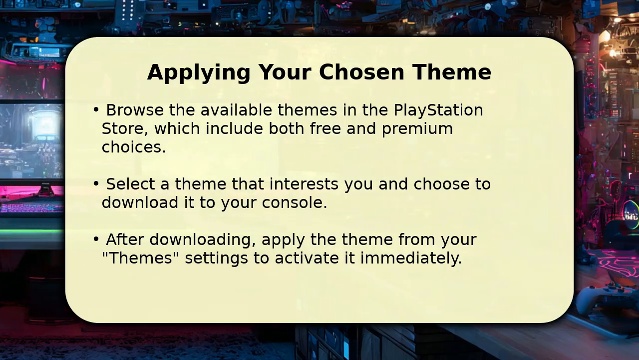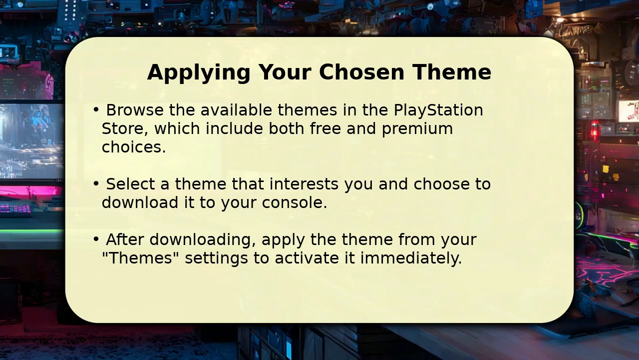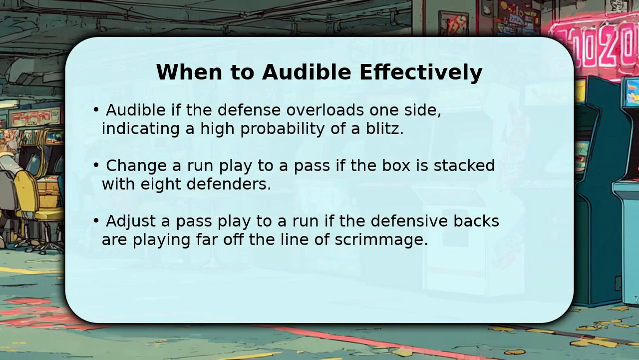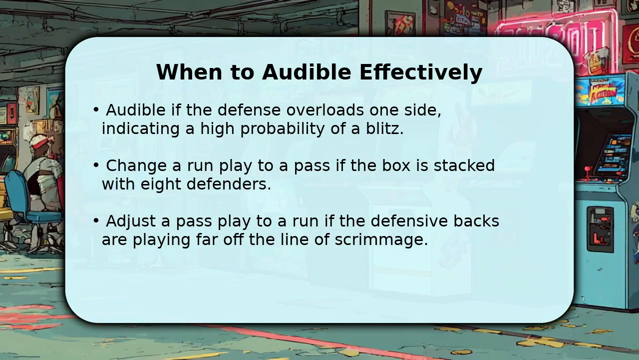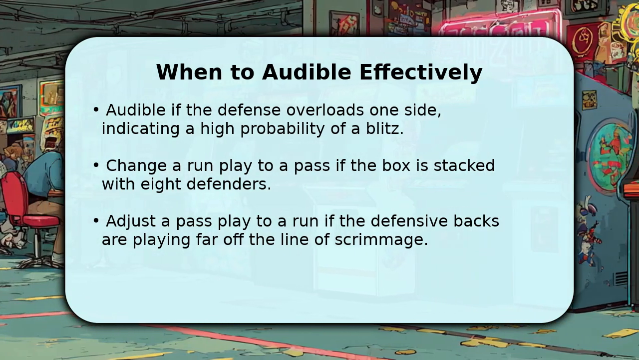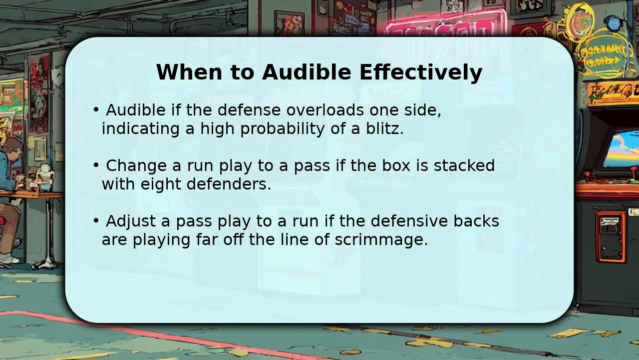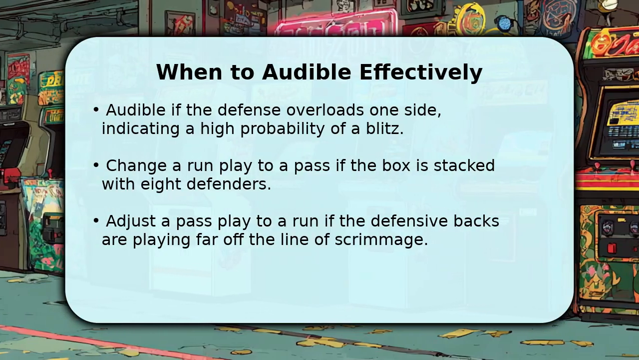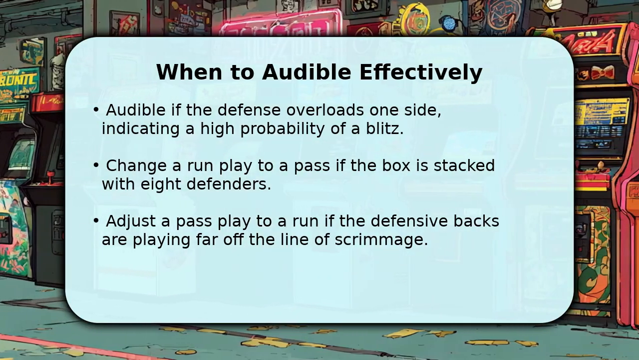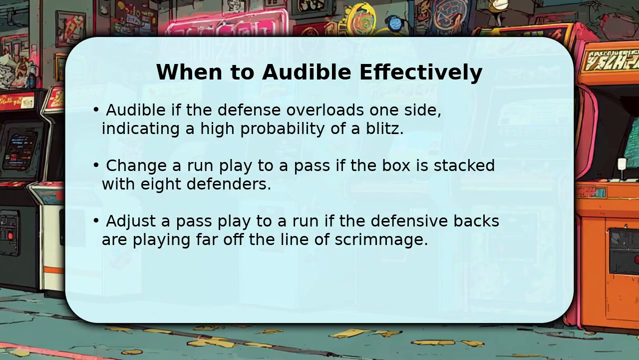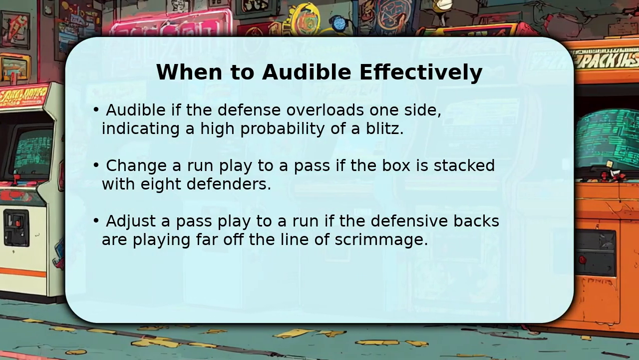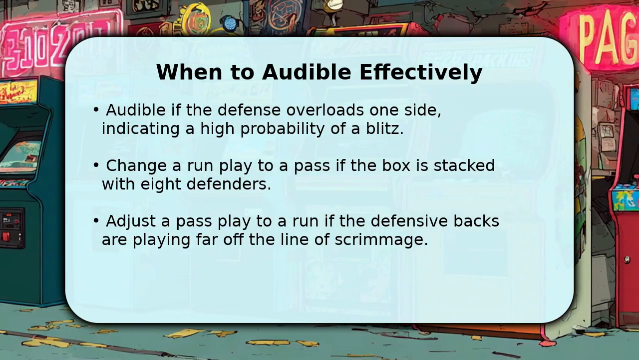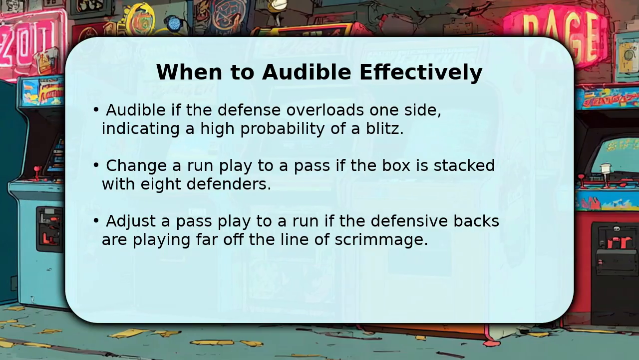Decide to audible when your original play call is clearly at a disadvantage. For instance, if the defense stacks 8 players in the box, running the ball might be ineffective, so you could audible to a quick pass. Conversely, if defensive backs are playing 10 yards off your receivers, a short run might be a more efficient gain. A sudden defensive shift that leaves an area wide open is another excellent time to audible, allowing you to exploit that mismatch. Your goal is always to counter the defense's plan with a superior offensive strategy.